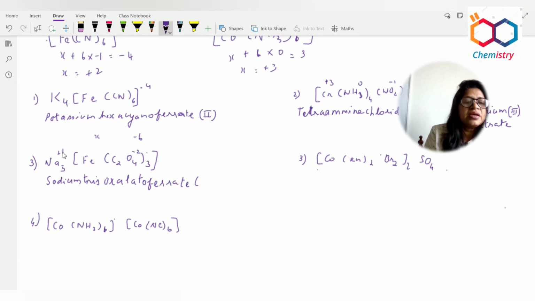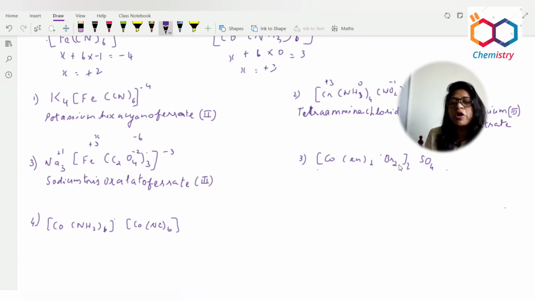Here there are +1. You have 3 sodium ions. So above the square bracket, there is -3. So what will X be? X will be +3. So the oxidation state of iron is +3. +3 -6 will give you -3. So here in parenthesis, you put 3. That's it. Now we'll go to the next complex.